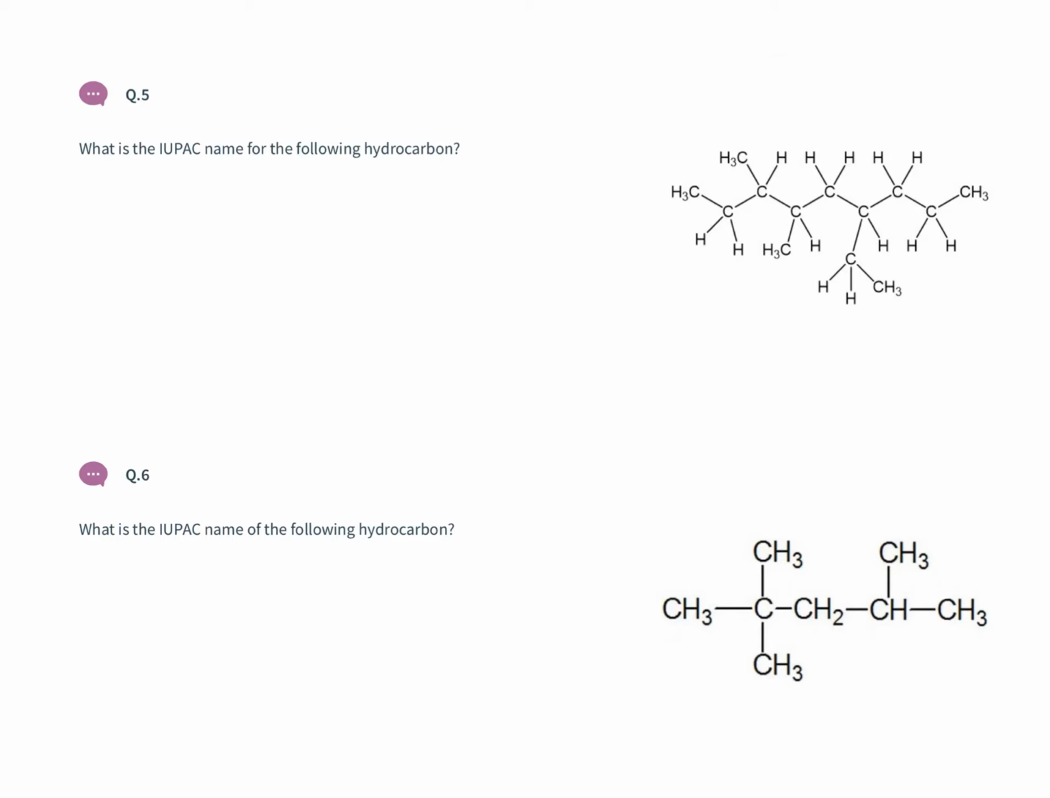For organic nomenclature, we want to identify, number one, the longest continuous carbon chain. And then we want to identify the family. And then we want to identify branches that are off of this carbon chain.